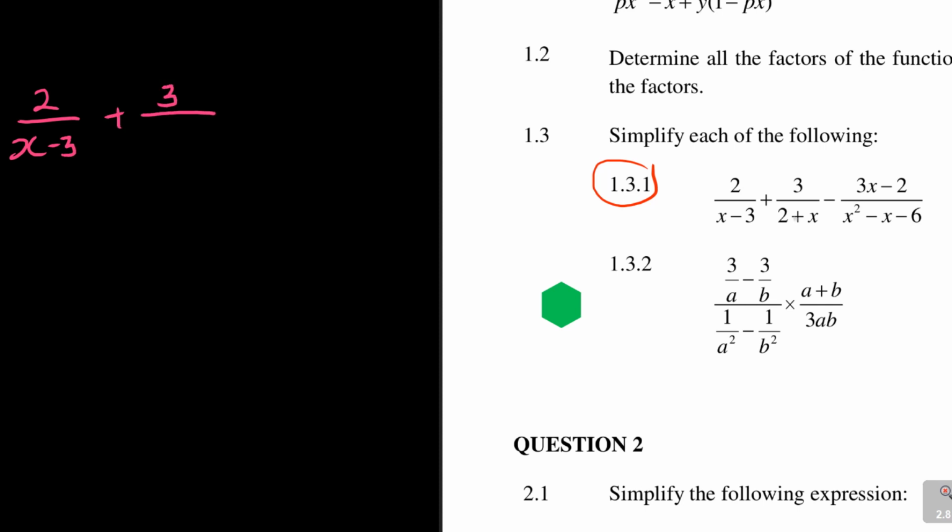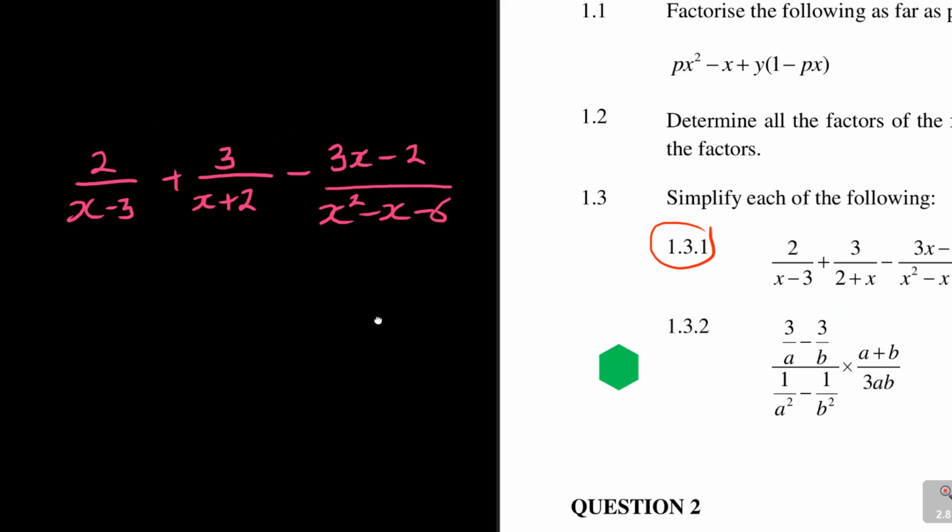Now this 2 plus x, guys, is meant to confuse you. You write x plus 2. Don't just leave things as they are, they are simple, but they're just there to confuse you. You always start with x, so why are they trying to confuse you with that? Which is 3x minus 2 over x squared minus x minus 6.